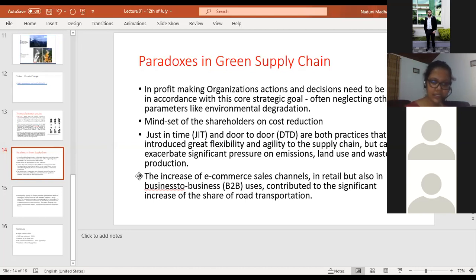They are in the 6th place, I think, of the 2014 best green brands. So how have they become successful? Just in time and door to door, both these practices involve transportation. If it involves transportation, that means emissions happen. So you are again harming the environment.